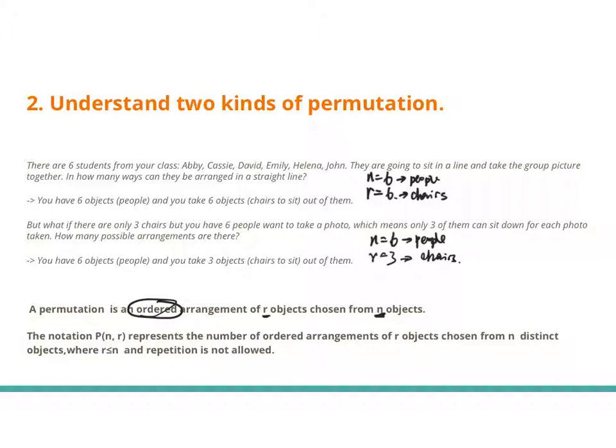So the notation of the permutation is P(N, R), and that represents the number of ordered arrangements of R objects chosen from N distinct objects, where R is smaller than or equal to N, and repetition is not allowed.